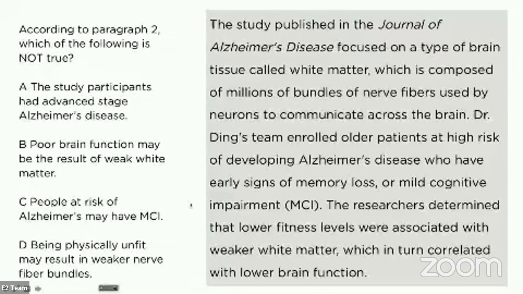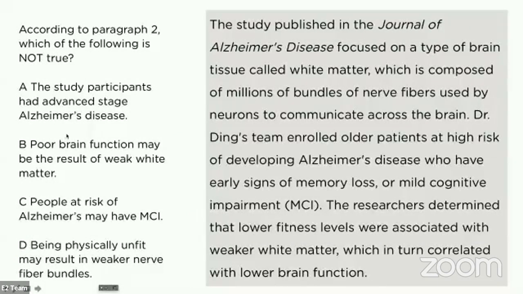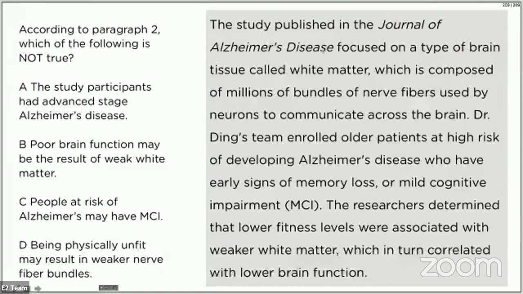So what is not true? The study participants had advanced stage Alzheimer's disease. Well, let's have a look in the text here. Where does it say? Dr. Ding's team enrolled older patients at high risk of developing Alzheimer's disease. So the participants were at high risk. Is that the same as having advanced stage? Well, that's not true. So let's tentatively select it, okay? But let's firstly make sure that the other ones are true so we can cross them off.